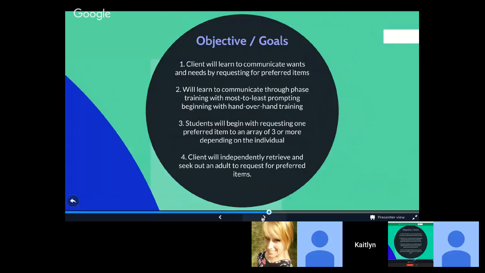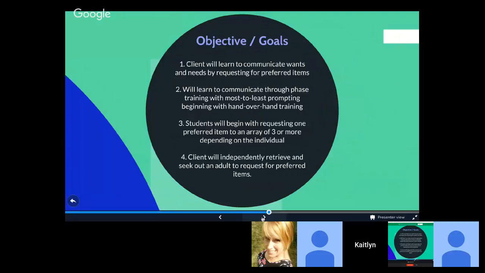The student is going to begin with requesting 1 preferred item to 3 or more, depending on the individual and their capacity. So the 1 item will be, again, reinforced every single time with hand-over-hand training, and then moving forward through phases, you can begin other goals such as flexibility.